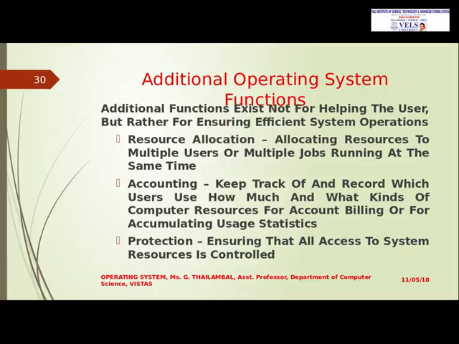And accounting: every time once the process gets executed, it needs to check whether the resources have been properly allocated, which resources are allocated, which resources are free, and which need to be deallocated. Everything needs to be maintained as an account, and that account needs to be checked by the operating system. Then only it will execute in a smoother and more effective way. And protection, ensuring that all access to system files is controlled.